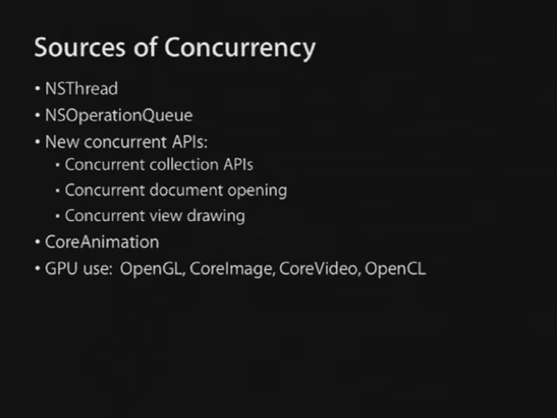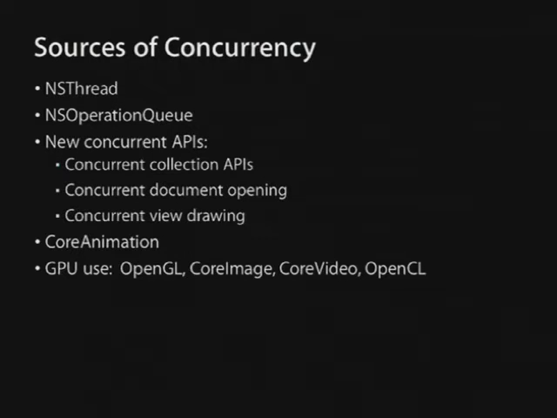In Snow Leopard, we have some new sets of concurrent APIs. If you saw the What's New talk, we discussed the concurrent collection APIs for things like searching and sorting and iterating. NSDocument has a new concurrent document opening API so that if you're opening a number of documents, they can all be done concurrently with respect to each other. NSView has a concurrent view drawing API so that perhaps some of the views in your window can be drawn concurrently with respect to each other.